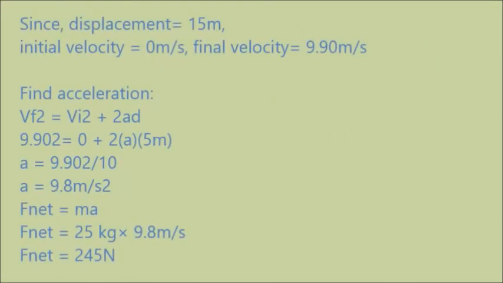Since displacement is 15 meters, initial velocity is 0 meters per second, final velocity is 9.90 meters per second, acceleration can be found using one of the big 5 equations, and it turns out to be 9.8 meters per second squared. F net is equal to mass times acceleration. We can use the mass of person B and acceleration to find F net, and it turns out to be 1,715 newtons.